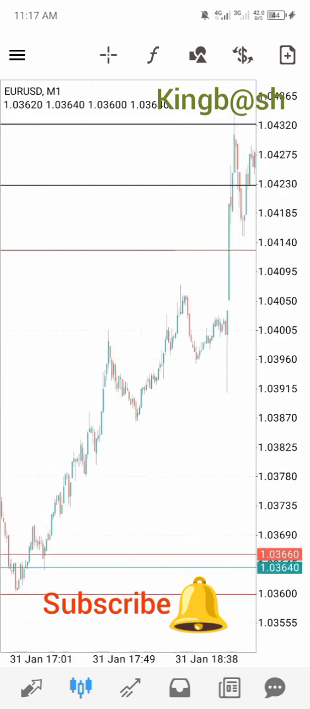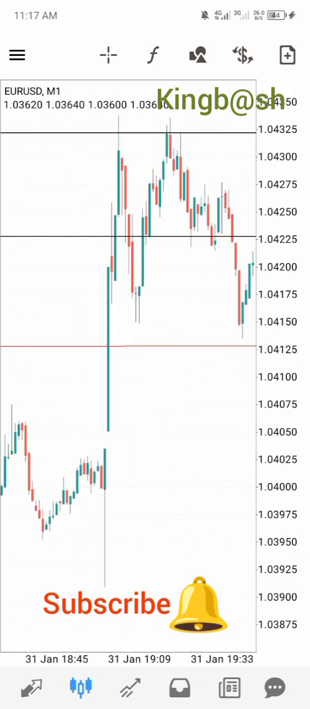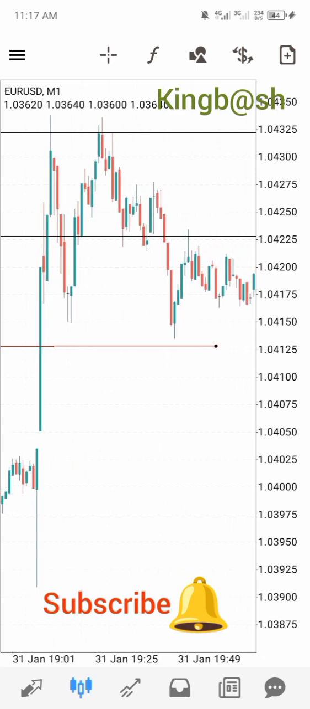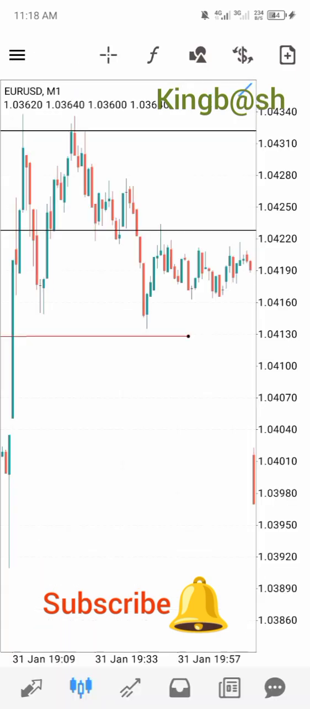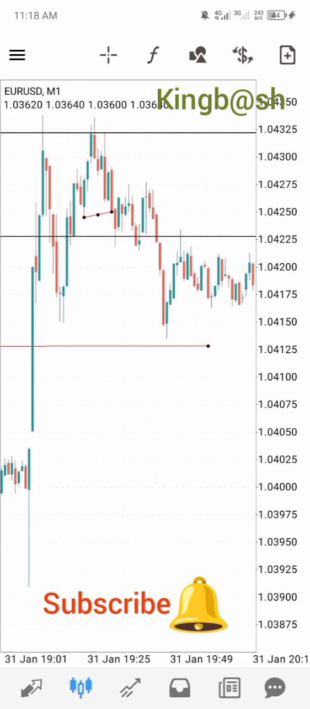Also, you can see this is the other entry. If you miss that first one, this is also another opportunity for you. You can see from this point here, what do we see? After this low, price came here and made an equal low. From here, we can see there is a break of structure here again. After this break of structure, what do you see?